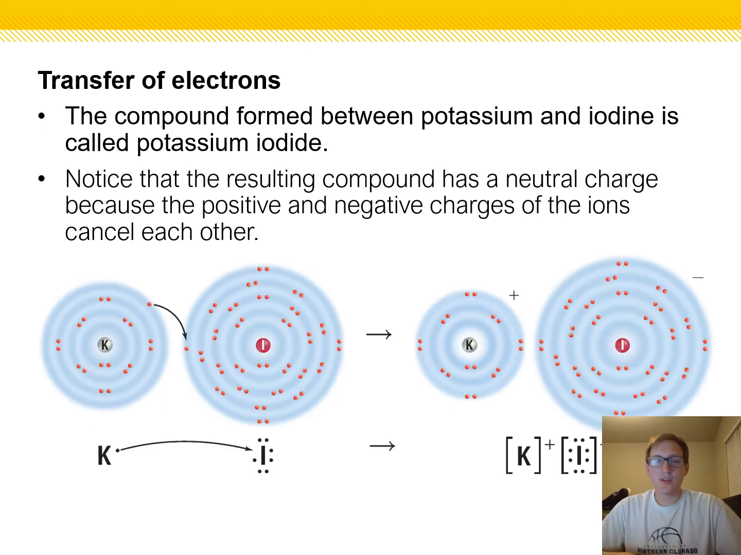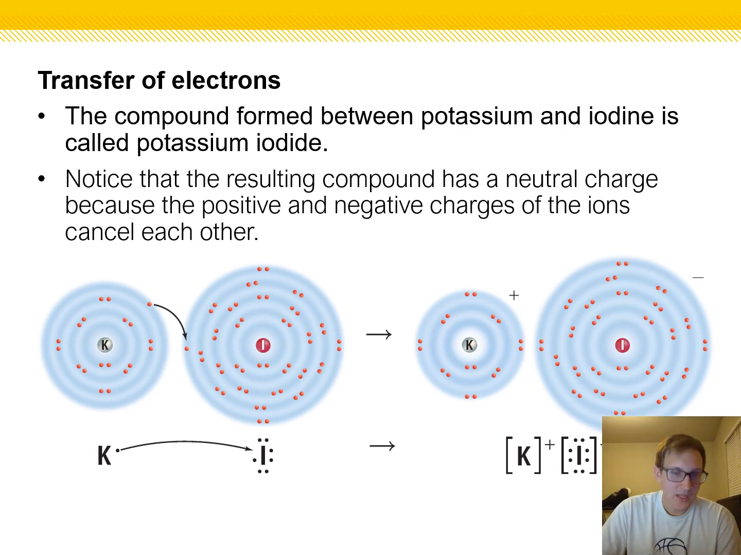So this is how it looks in the Bohr model. What I have drawn here is 2 Bohr models. The compound formed between potassium and iodine is called potassium iodide, which is why I kept mistyping it on the previous page. Notice that the resulting compound has a neutral charge overall, but each individual thing is a positive or negative ion, because the positive and negative charges of the ions cancel each other out.